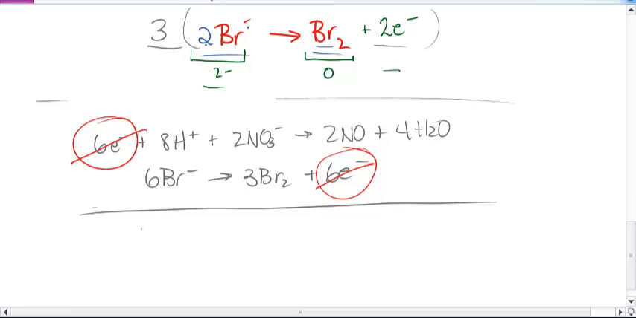Nothing else here cancels out, so my final answer is 8H+ plus 6 Br-. It doesn't matter what order you write these, as long as the things on the left side of the arrow are on the left and the things on the right side of the arrow are on the right.